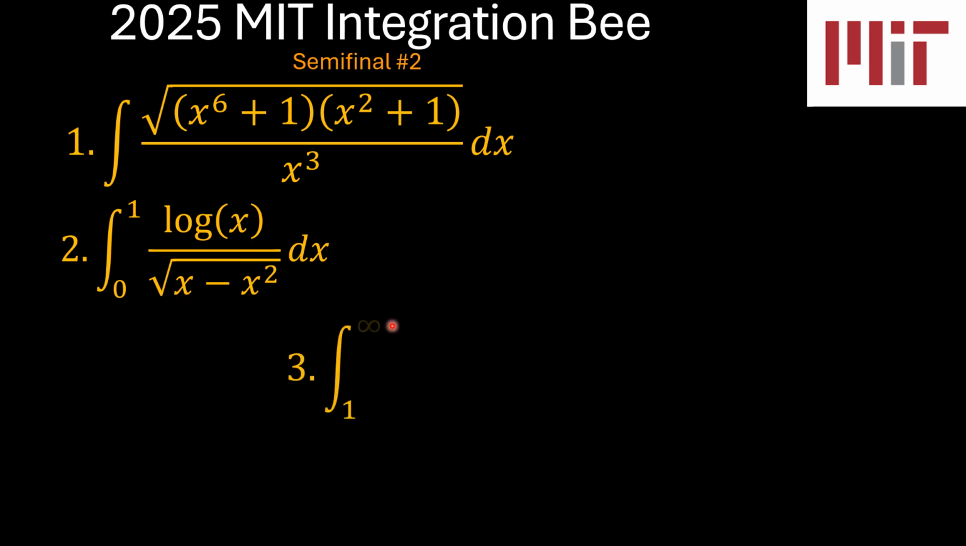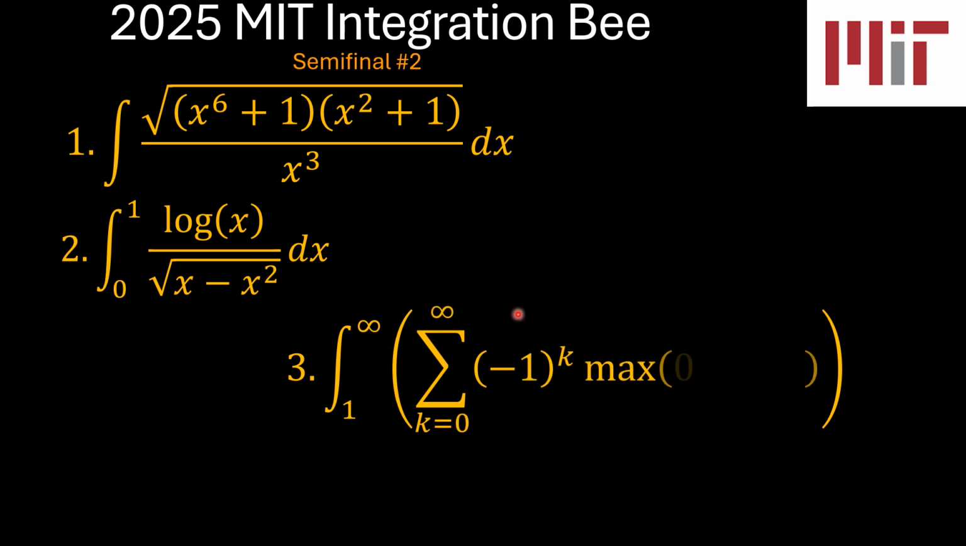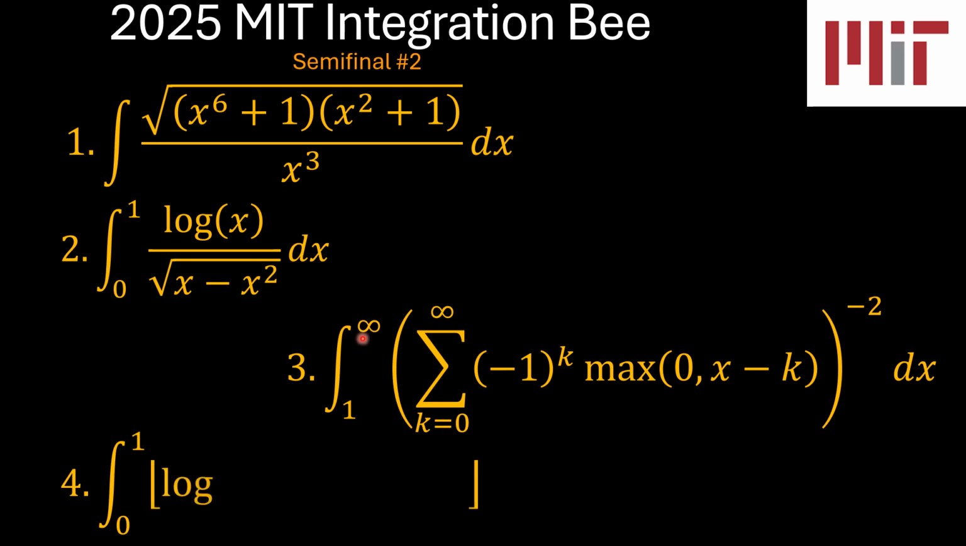Problem number 3, a very interesting problem, is the definite integral from x equals 1 to x tending to infinity of the inverse of the square of the summation from k equals 0 to k tending to infinity of negative 1 to the power k times the maximum between 0 and x minus k. This is certainly an interesting problem. The last one is also another very interesting problem.